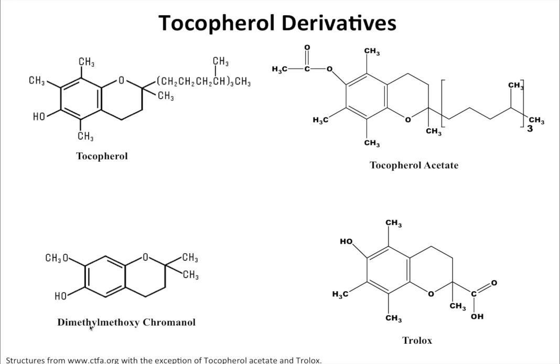Another molecule is dimethyl methoxychromanol. You can see this has a similar structure, a little bit different. You have a methoxy group here, and you have the OH group that's shown here. Again, this one's reversed. Normally we're used to seeing the OH group up in this corner, but it's reversed in this case. And this is where you would normally have the long phytyl chain, but in this case you just have two methyl groups.